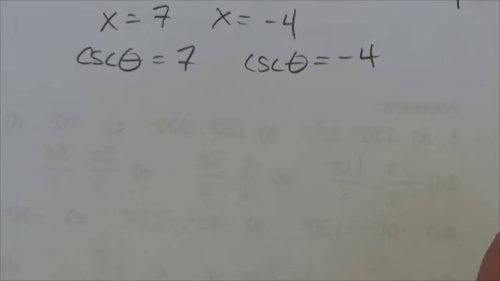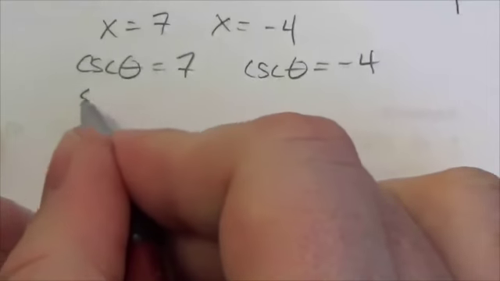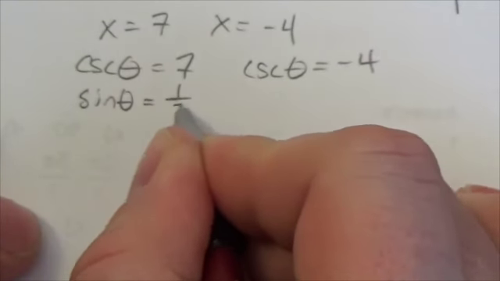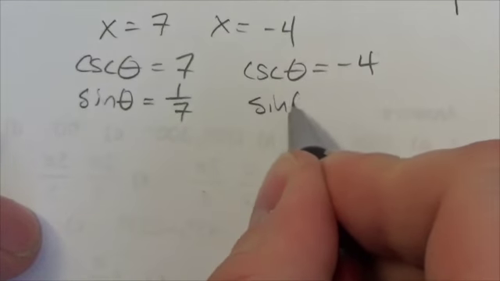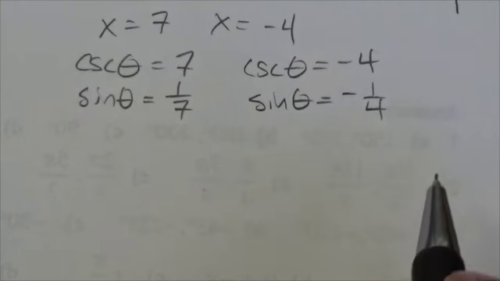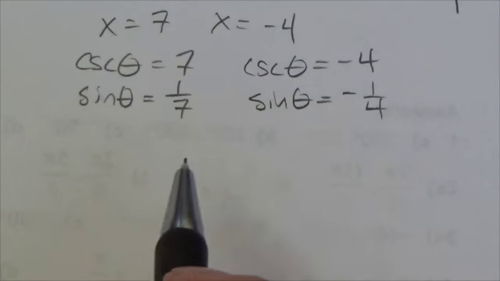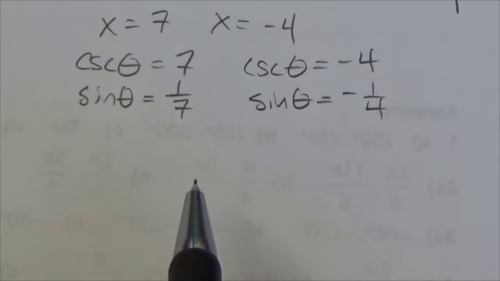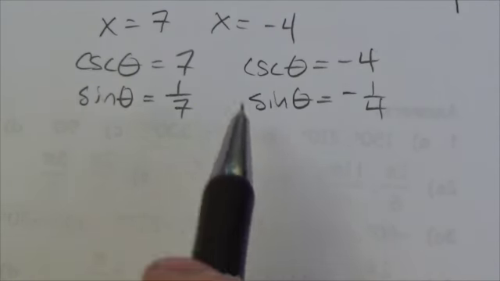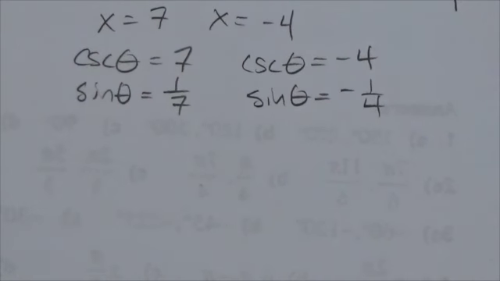Now, at this point I don't want to work with cosecant, so I'm going to reciprocate both sides. And wow, I can't believe I just wrote that. But this is going to become the sine of theta is 1/7, because I have to reciprocate both sides. Sine of theta is equal to negative 1/4. Now, I'll solve one of these at a time. However, when I look at these, notice that I don't recognize either of these ratios from the unit circle, special triangles, or anything. But that's okay. That just means I have to use my calculator to solve this.